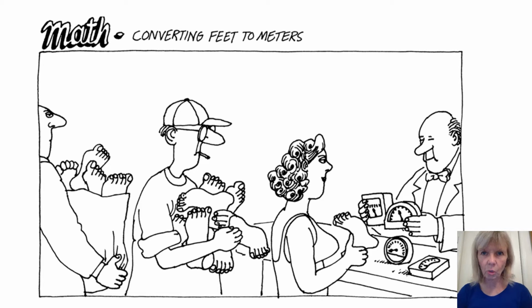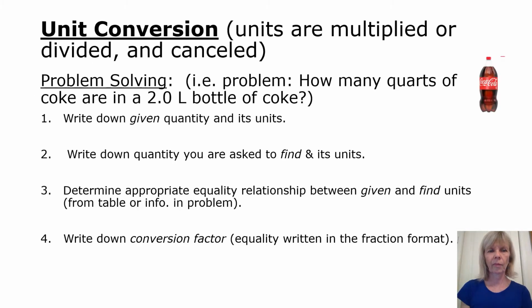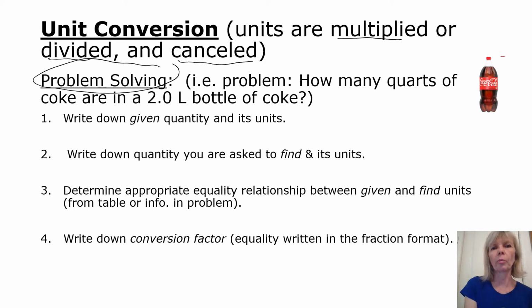Here's a conversion between feet to meters. Now, in order to convert between English and metric units, we're going to follow a set of rules. Primarily what we're going to be doing is either multiplying or dividing units in order to cancel units to go from one unit to another. So we have a set of rules for solving our word problems.